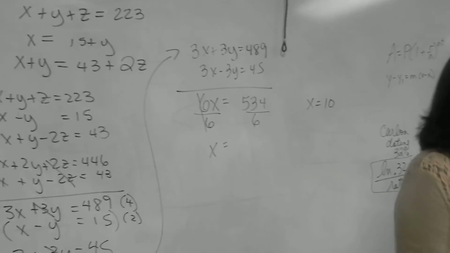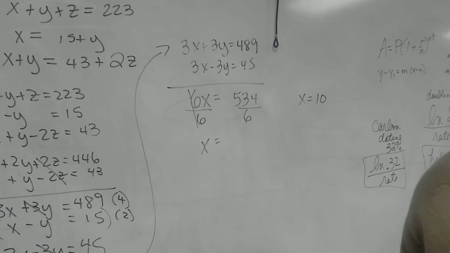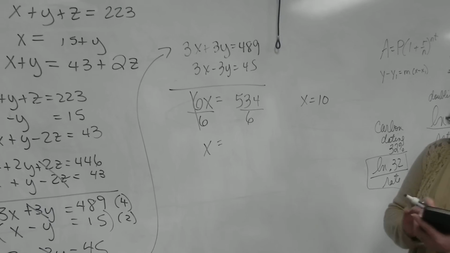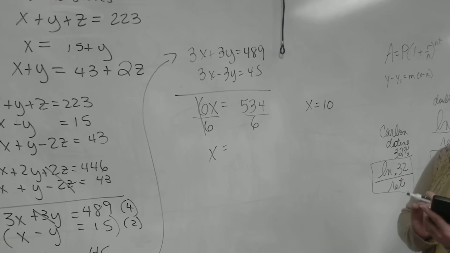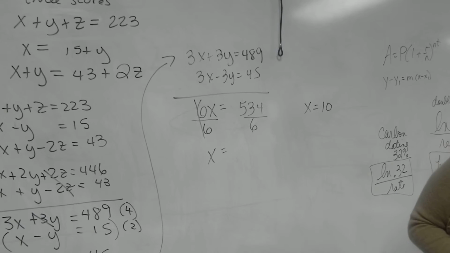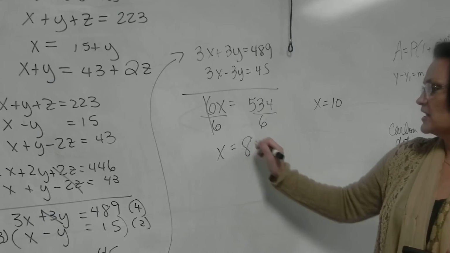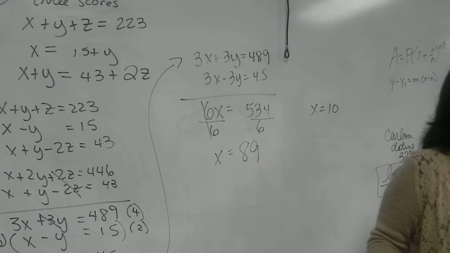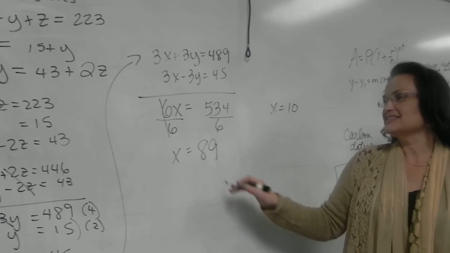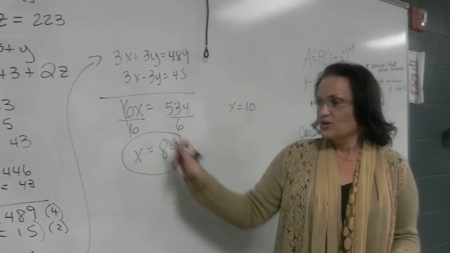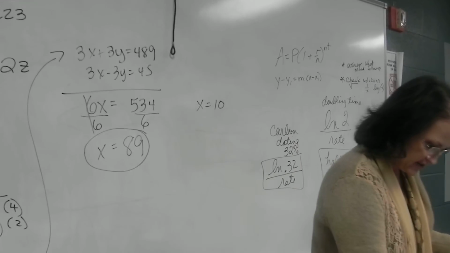Not feeling so sure about that. Let me check that on my calculator. 534 divided by 6 is 89, so maybe I am okay. So x equals, it didn't feel right, but I think I'm okay. So x is 89. The question was, find the first score.